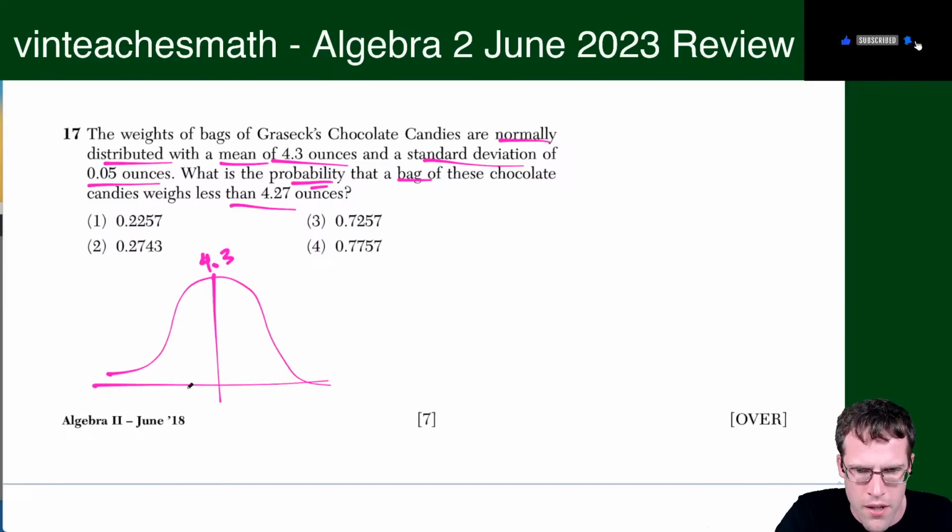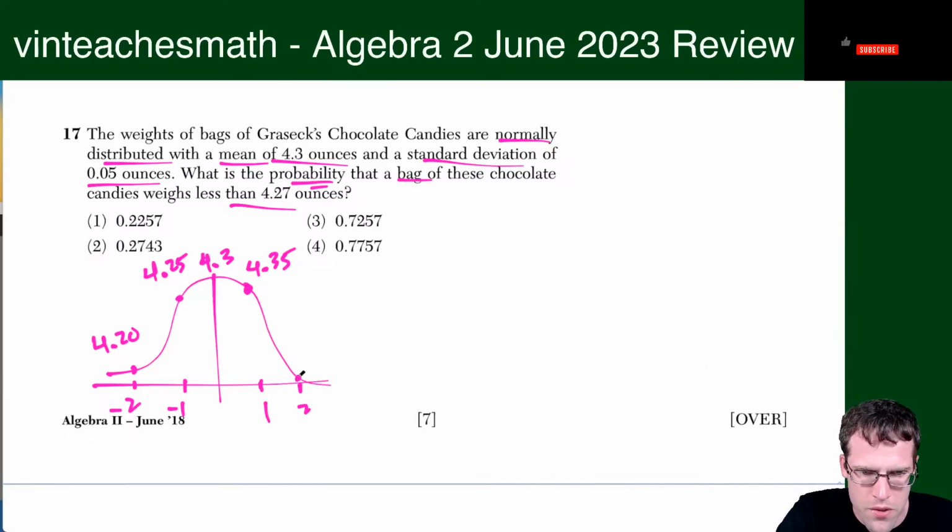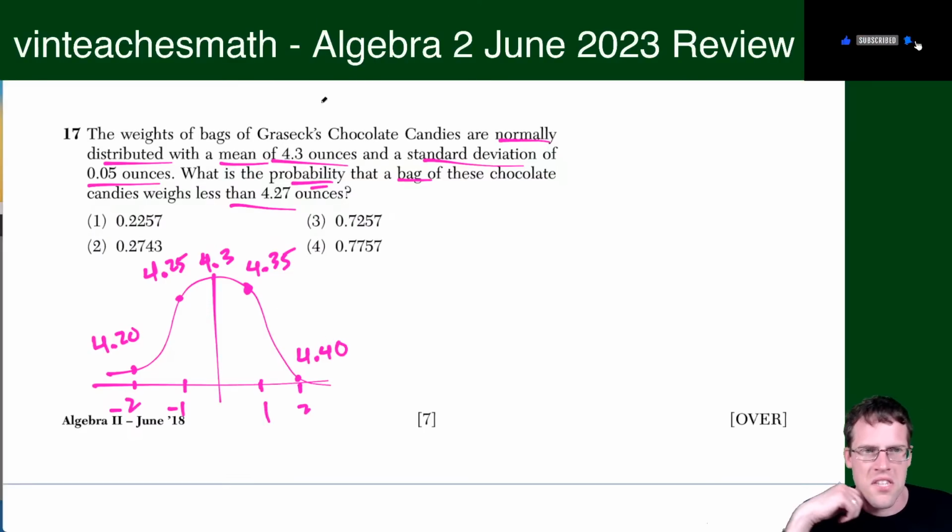One standard deviation this way would be minus 0.05, which would give you 4.25. And 2 standard deviations would give you, let's say, 4.20. One standard deviation this way would give you 4.35 when you add this. So this is the old way we used to do this, but nowadays the calculator will do everything. This is just the idea.